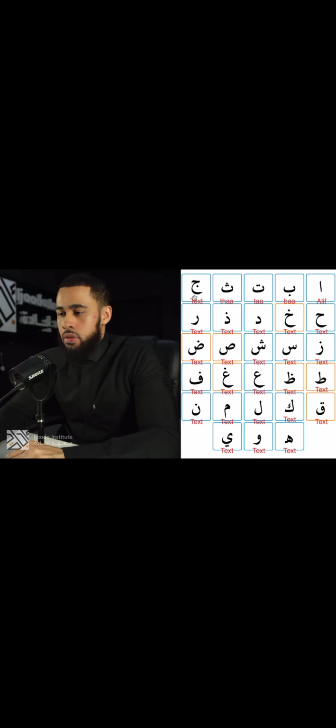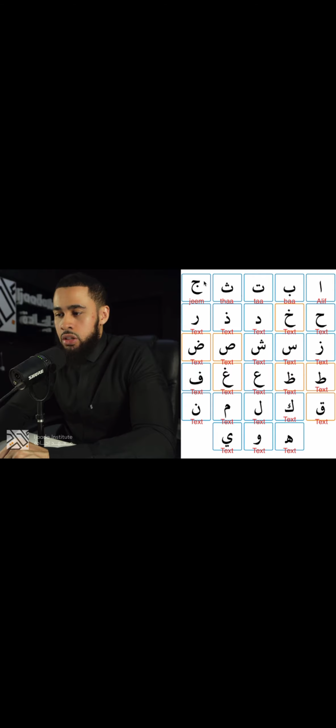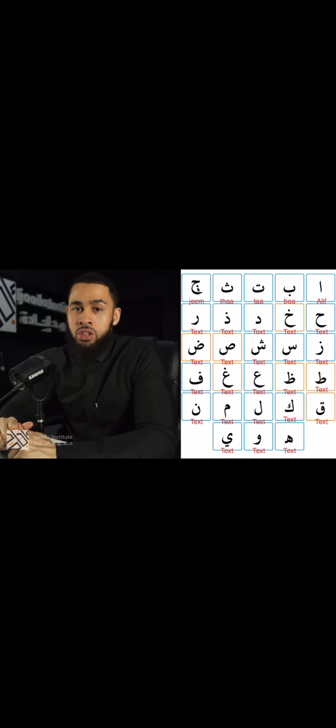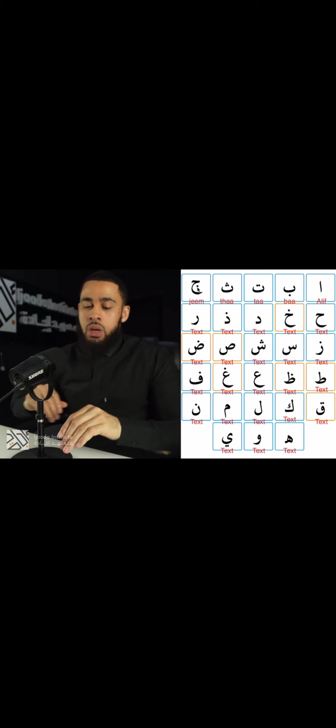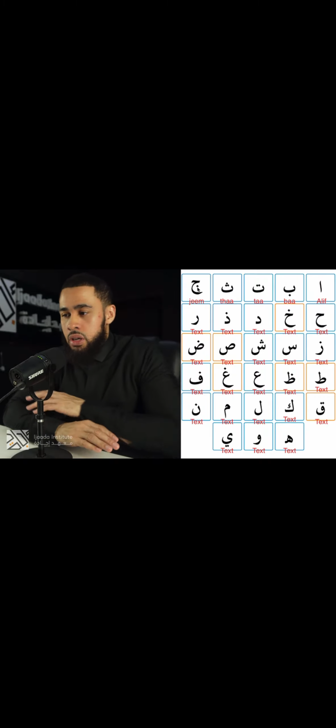Then we have the next one, jeem. So notice now the shape has changed. Just pay attention to the shape. When you see that shape and a dot in the middle, we're going to say jeem. J. I think j is quite an easy pronunciation for English speakers. Be careful. Some people say jeem like a j sound, but the correct pronunciation is j, jeem. It comes from the middle of the tongue, just coming up. Jeem.